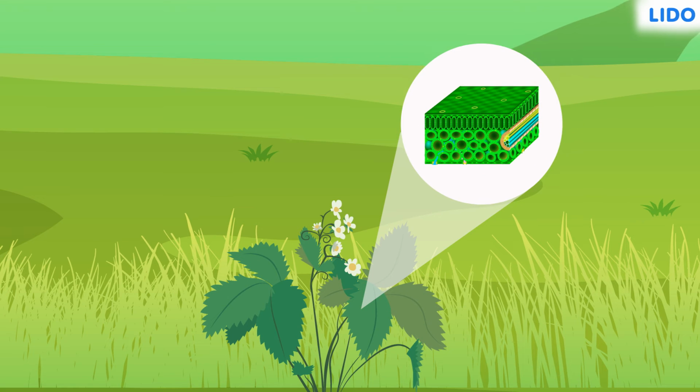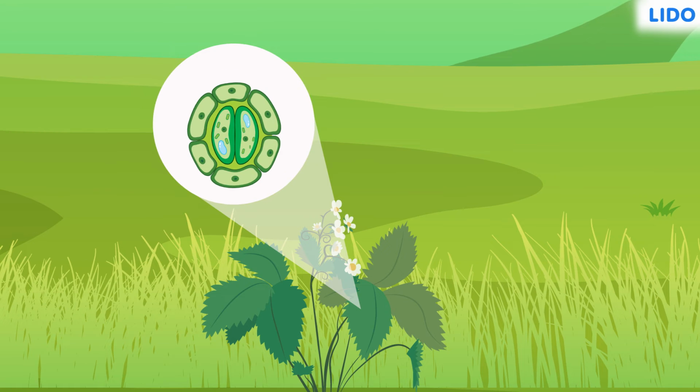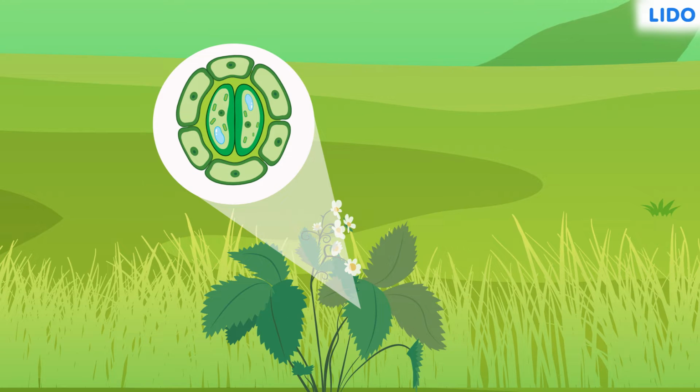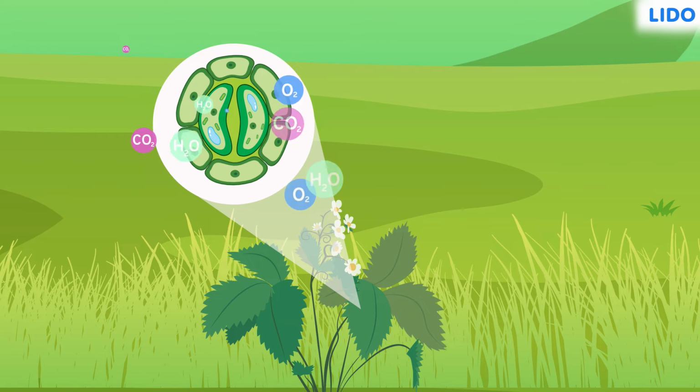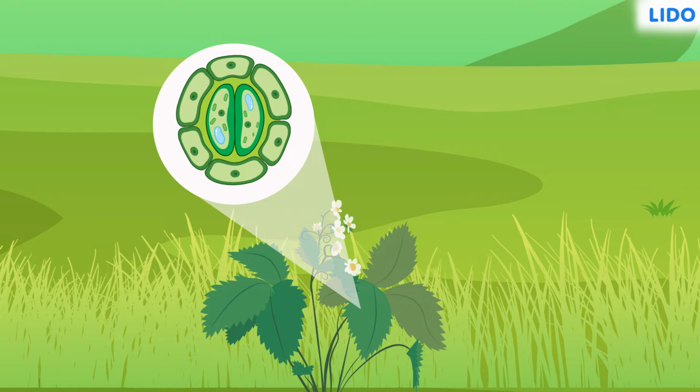The leaf has an outer covering called the epidermis. On the leaf, there are small pores called stomata that are surrounded by two kidney-shaped cells called guard cells. The guard cells control the opening and closing of the stomatal pore. Gases like carbon dioxide, oxygen, and water vapor move in and out of the leaf cell through the stomata.